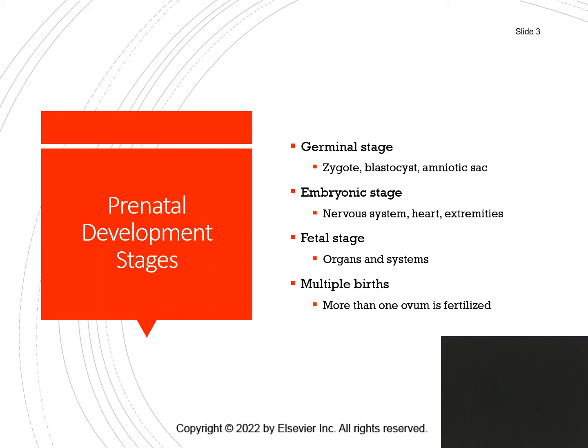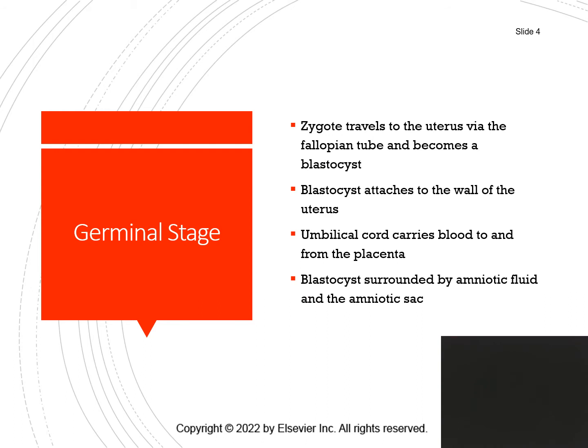Prenatal development. In the germinal stage of prenatal development, our prenatal development stages go through the germinal stage, the embryonic stage, and the fetal stage, and we'll also discuss multiple births. And this will be just a refresh from anatomy. In the germinal stage, we have the zygote. It travels through the fallopian tube to the uterus and becomes a blastocyst.